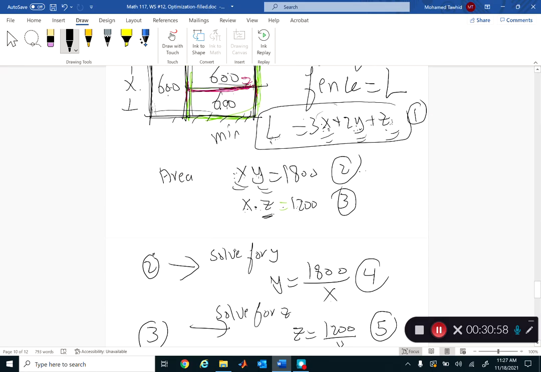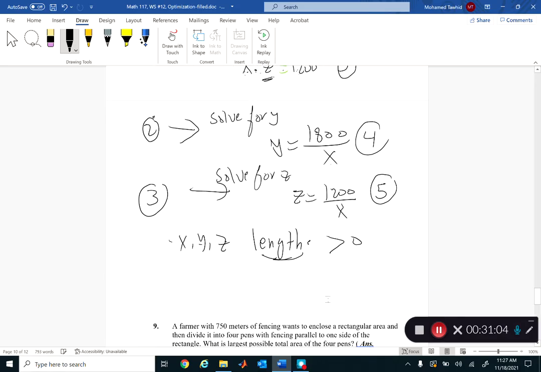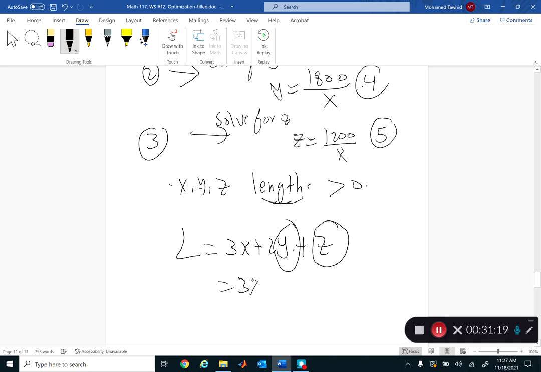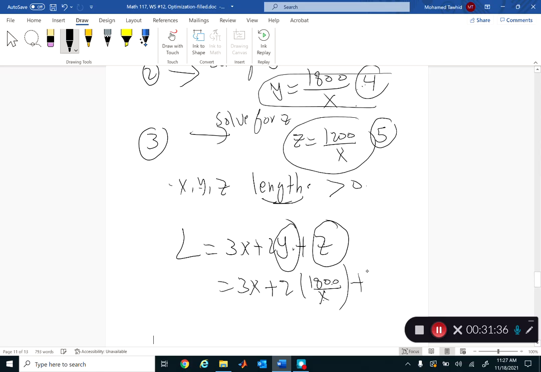Now our goal is to get the minimum of number 1. I need to get the minimum. Your L is 3x plus 2y plus z. So now I have to replace y and z using equation number 4 and number 5. You need to write everything in terms of x. You have 3x plus 2y. What is your y? 1800 over x. That comes from here. What is your z? Your z is 1200 over x.